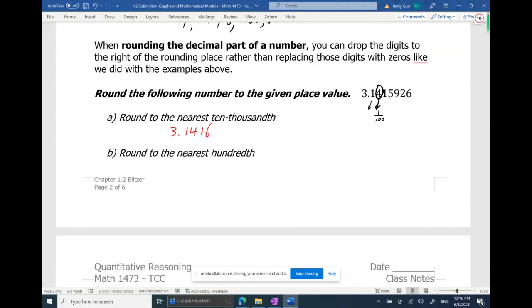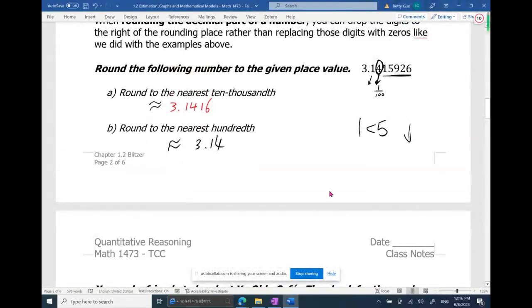So we are going to round this decimal at this digit. And we look at the digit to the right of that digit. We have 1. Since 1 is less than 5, we need to round this number down. How do we round this decimal down? Just drop everything. The rounding result for part B is just 3.14. Just get rid of 15926. Get rid of them. So when you round a decimal to the nearest hundredth, it is equivalent to rounding the decimal to keep 2 decimal places.